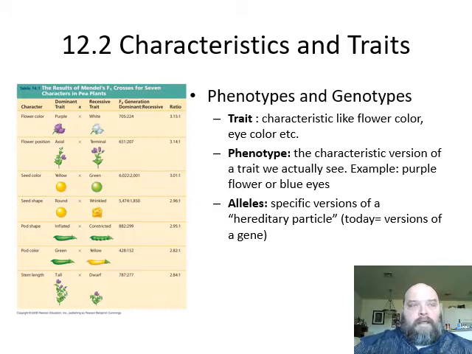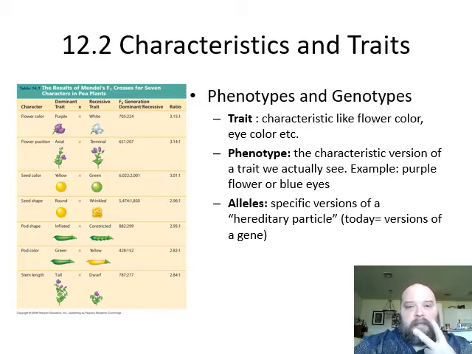During his experiments, he noticed that for every character there were two traits: purple, white, yellow, green, round, wrinkled. He noticed that there was a predominant trait, purple over white, and he called this the dominant trait.